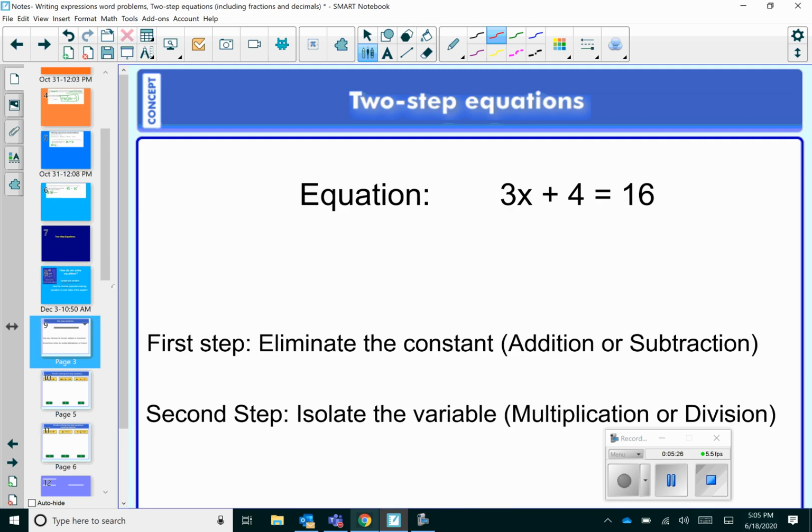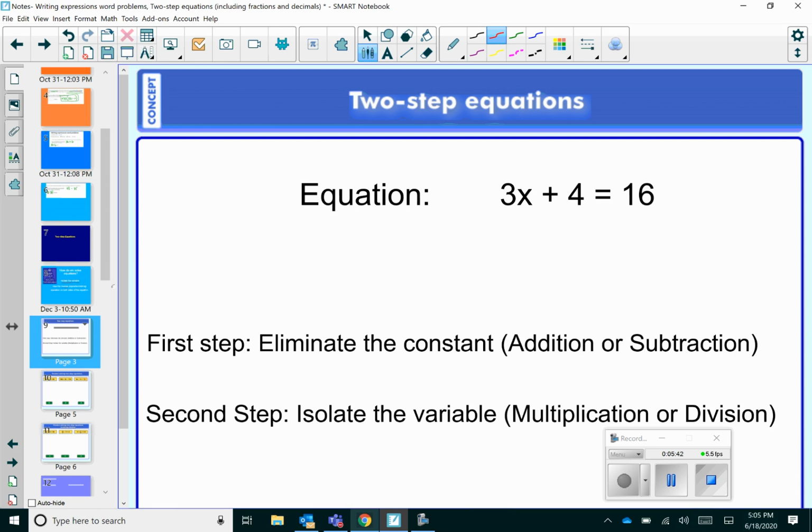So let's take a look at an example. Your first step is to eliminate the constant. Now we've gone over all of our vocabulary in the previous units. We have coefficients, constants, and variables. So my constant in this problem is my 4.